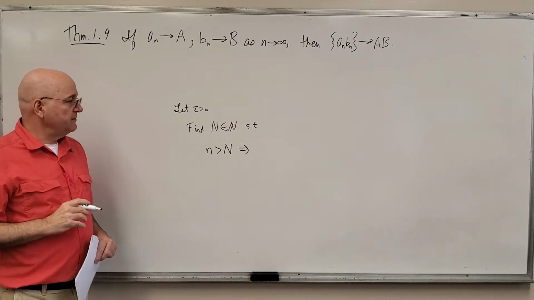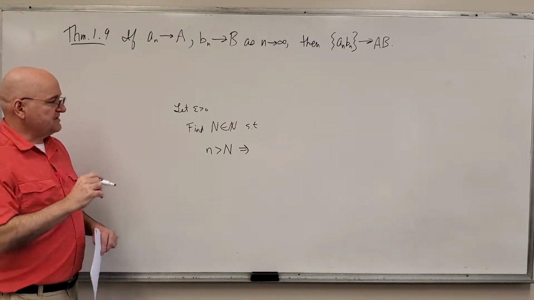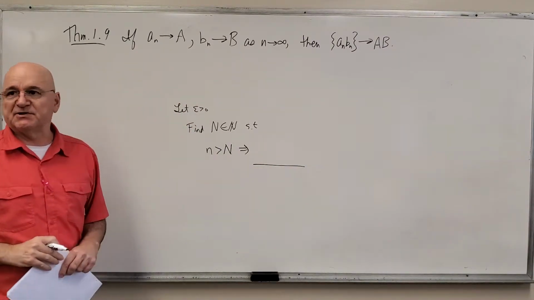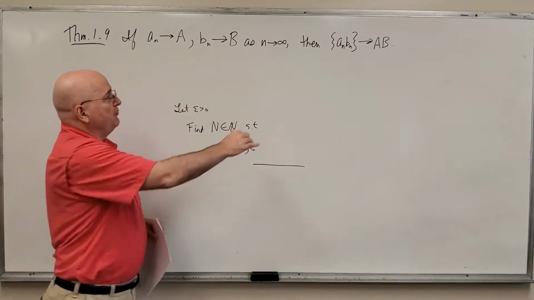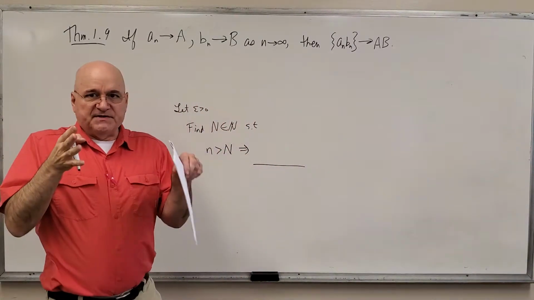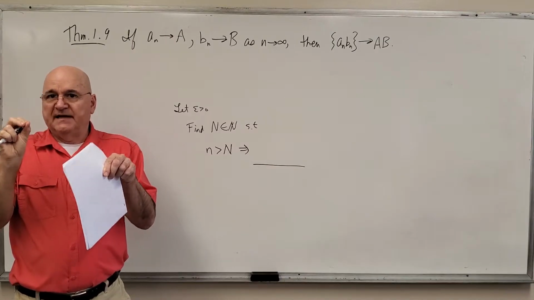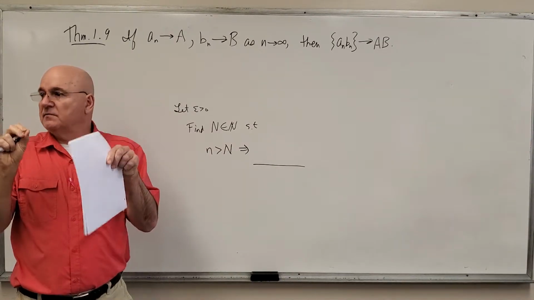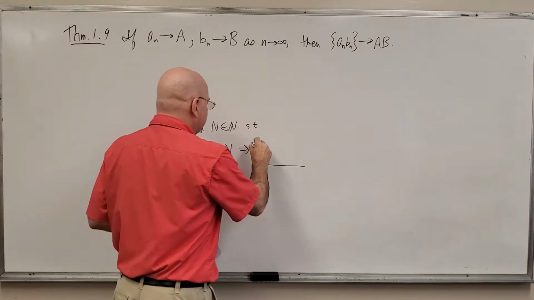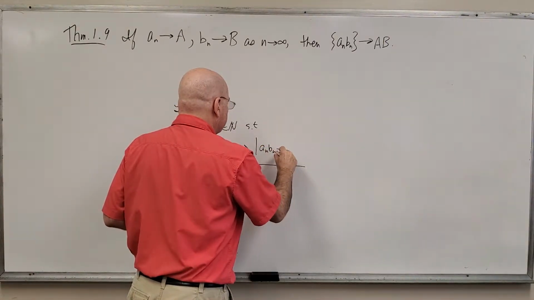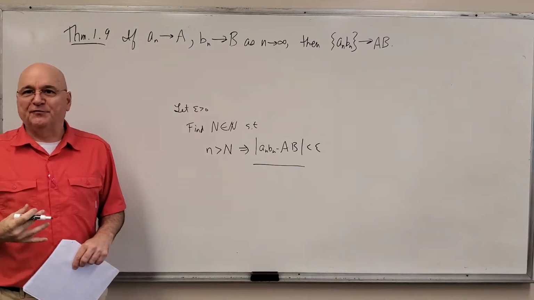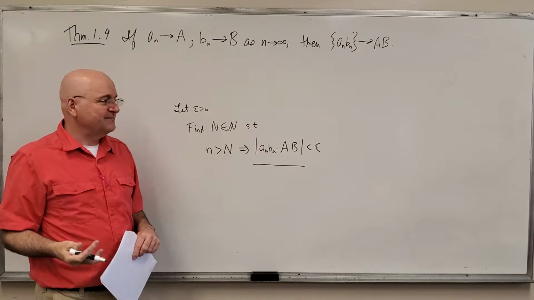what's the big conclusion? What's just the last statement we write here? Last expression. We're proving that a_n b_n converges to AB. So the distance between a_n b_n and AB has to be small, and less than epsilon, right? So the absolute value of a_n b_n minus AB is less than epsilon. That's the sketch of our proof. We haven't shown any details, though.